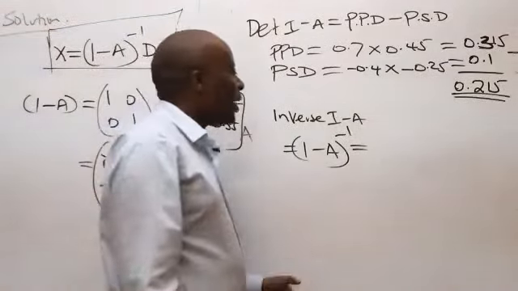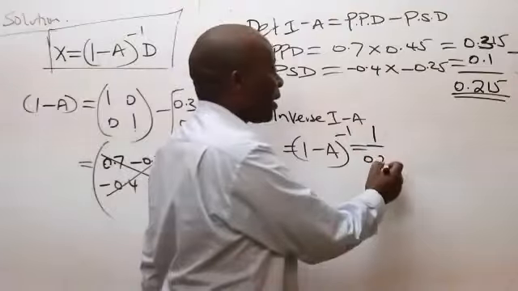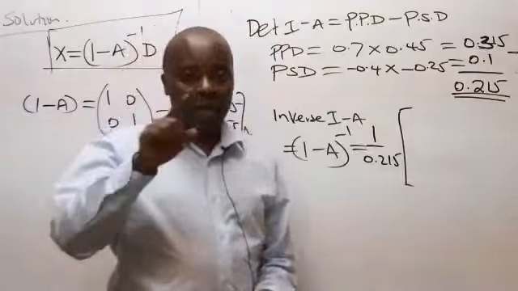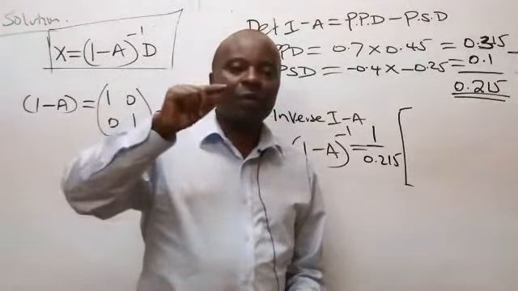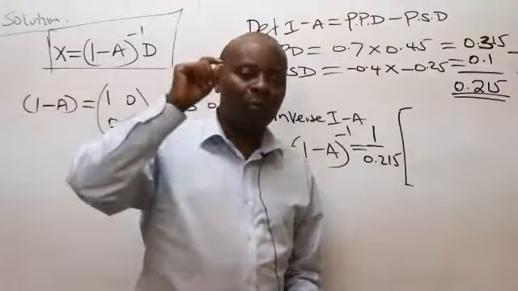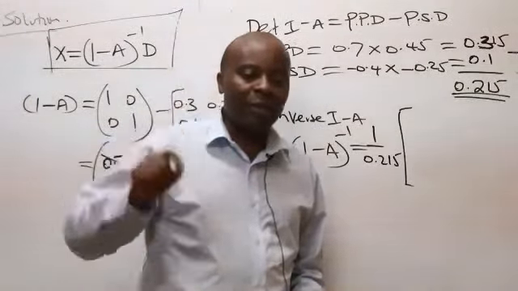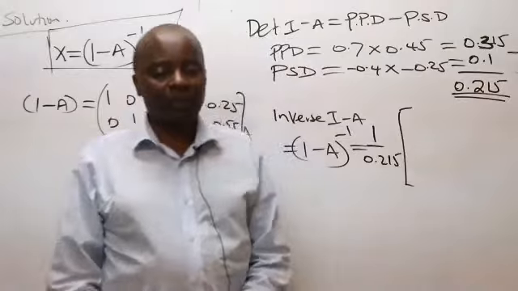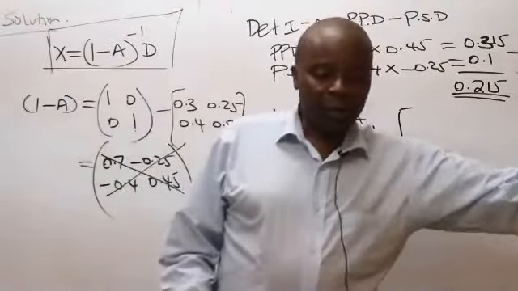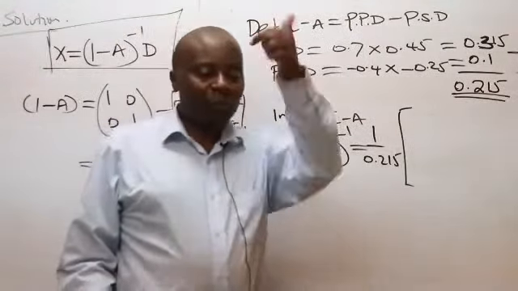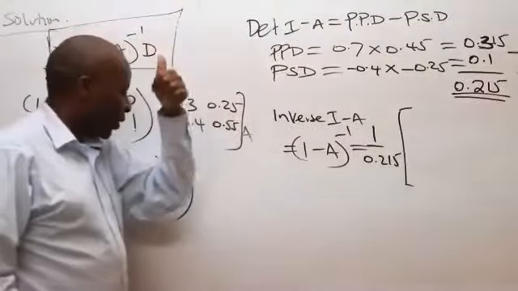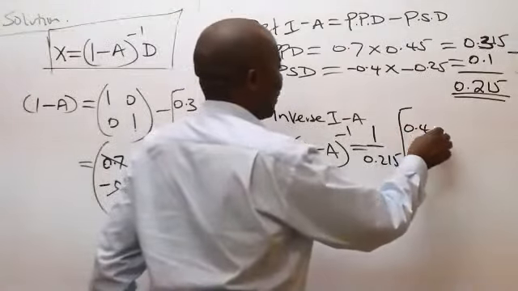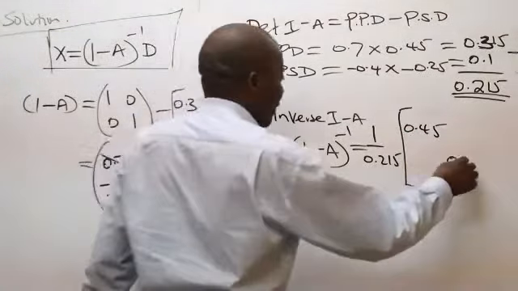So this means the inverse will be 1 over the determinant into... while inversing, what is it that we normally do for primary diagonal elements? We swap them. Thanks, Gertrude. Gertrude has watched that video. Primary elements, we always swap them, swapping the respective positions. So 0.45 goes up there, 0.7 goes up there.